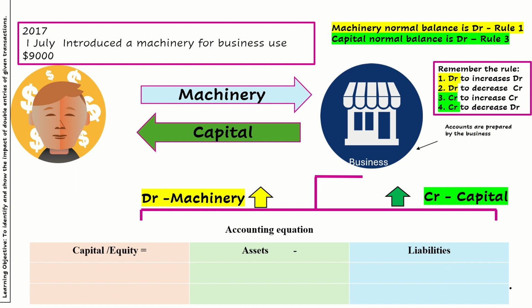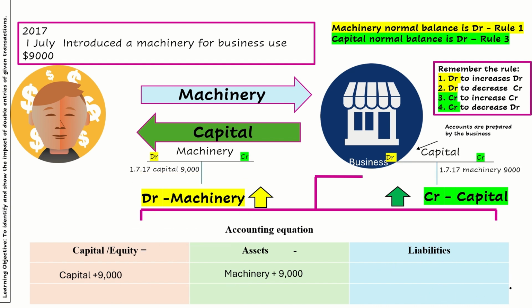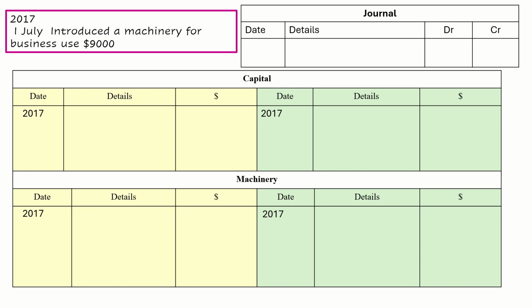Now let's see the impact on the accounting equation. Capital increases by 9,000. Machinery as an asset increases by 9,000. This is how you show the impact in the ledgers. Now, let's post the entries to the general journal. Date, double entry: machinery account debit, capital account credit by 9,000.